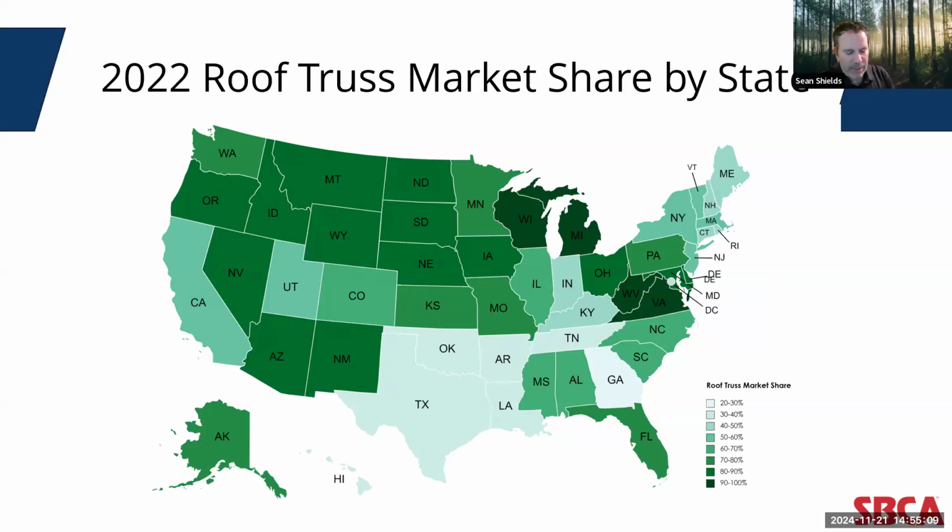So I mentioned at the very beginning that SBCA's bread and butter for many decades was to provide manufacturing guidance and tools for them. But the market has really matured to the point where SBCA and the industry is more outward facing. But you look at this, this is just roof truss market share by state. The darker the green, the more roof trusses are used versus other framing methodology. And so you can see most of the country is pretty dark green.